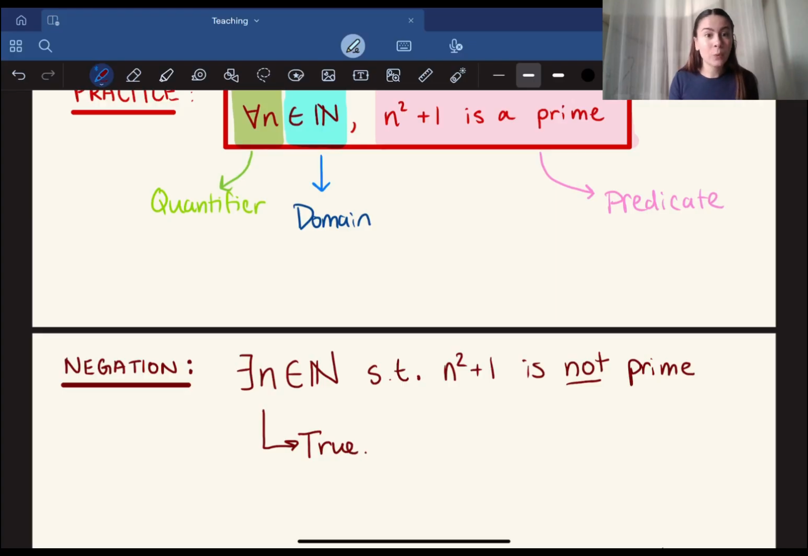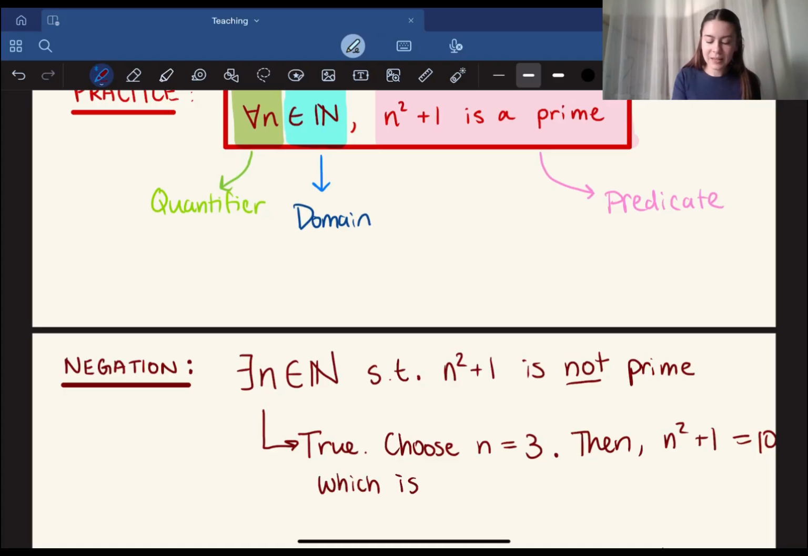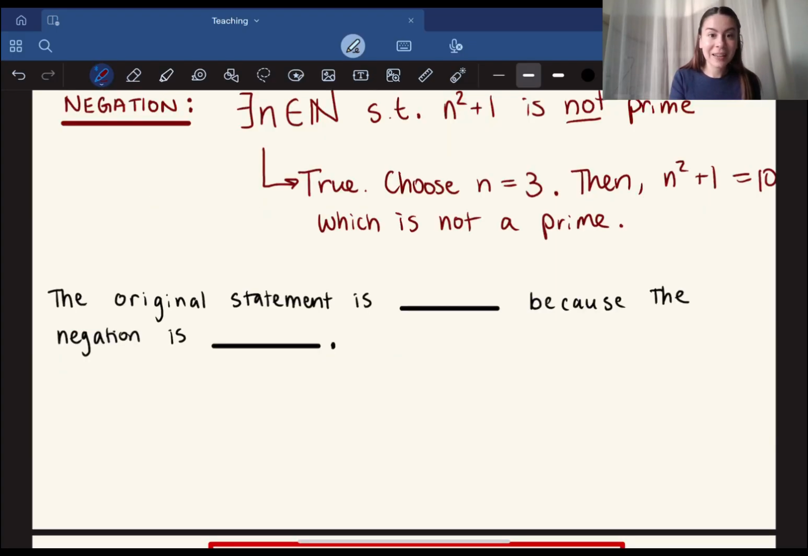And why is it true? Well, we can choose the natural number n to be 3. And if n is 3, then n squared plus 1 is equal to 10. But 10 is not a prime. So because 10 is not a prime, this works. So the negation is true, which means that the original statement is false. Again, just to clarify that, the original statement is false because the negation is true.